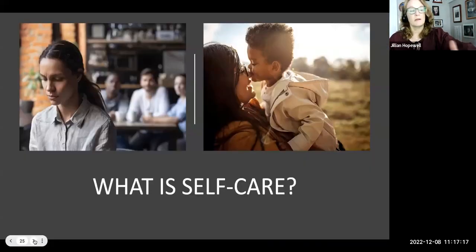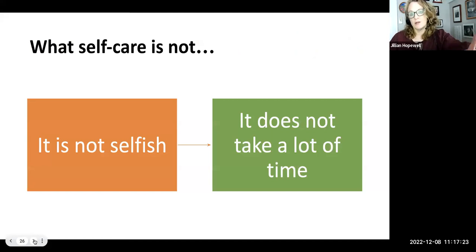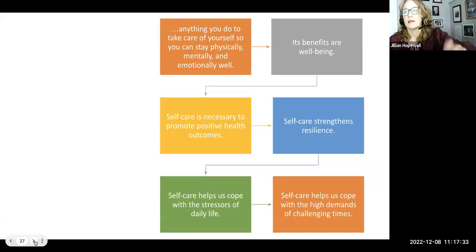Self-care can mean a lot of different things to a lot of people. If you go to the next slide, it's not selfish, is one of the things that we want to emphasize. And it doesn't necessarily take a lot of time. So if we go to the next slide, you look at what it is. It's anything that you do to take care of yourself physically, so that you can stay mentally and emotionally well. It benefits your overall well-being. It is necessary to promote positive health outcomes for yourself. It strengthens your resilience, helps cope with daily stressors, and helps cope with the high demands of challenging times.